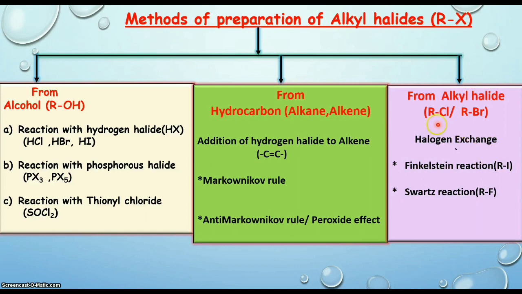And the last method is the preparation of alkyl halide from alkyl halide. Pay attention, we are going to prepare alkyl halide from alkyl halide only. This is the halogen exchange method. In this, we are going to discuss two name reactions, that is Finkelstein reaction and Swarts reaction. Here, Finkelstein reaction is used for the preparation of alkyl iodide, while Swarts reaction is used for the preparation of alkyl fluoride. Let us discuss each method of preparation of alkyl halide in detail.